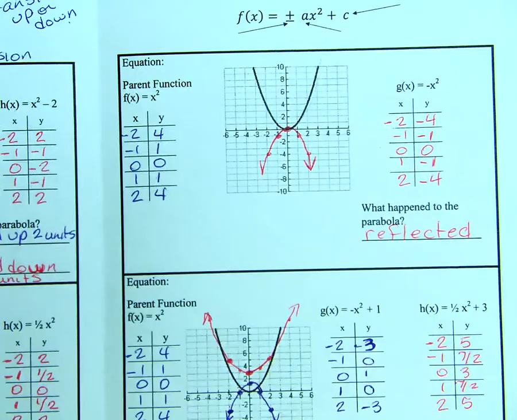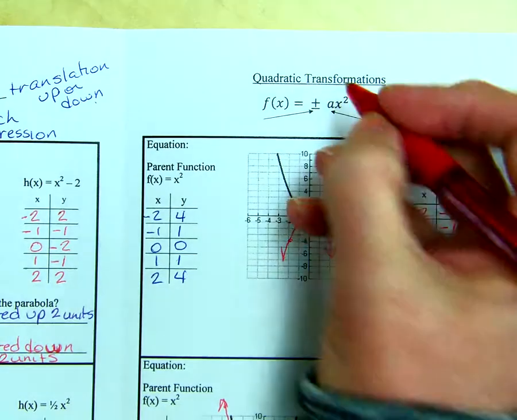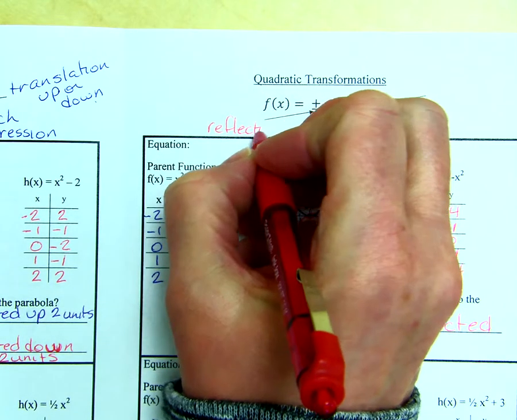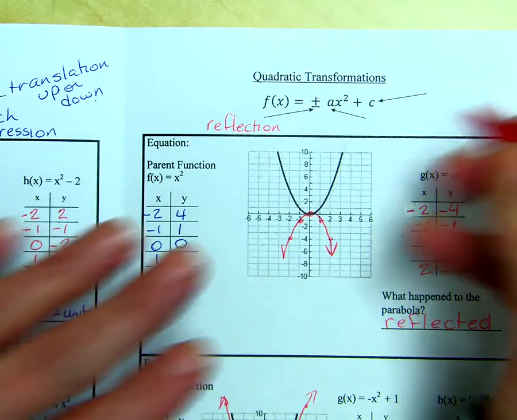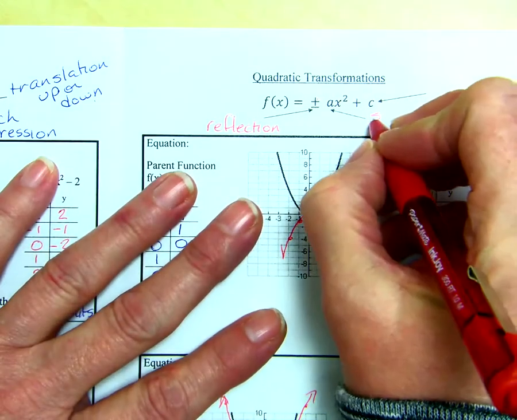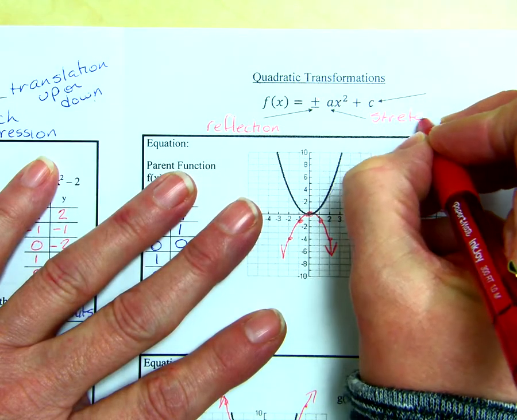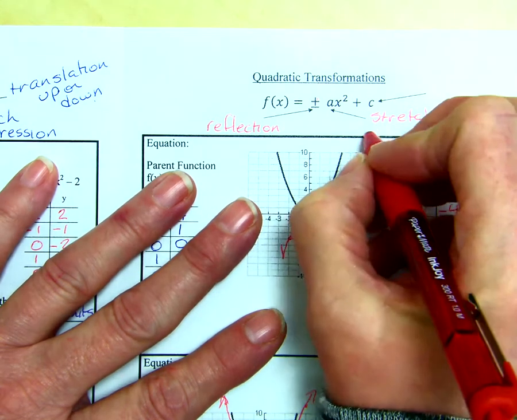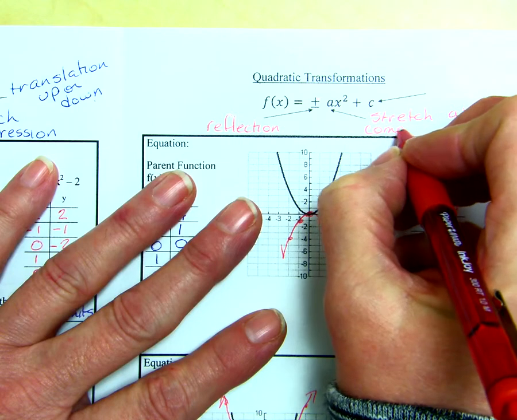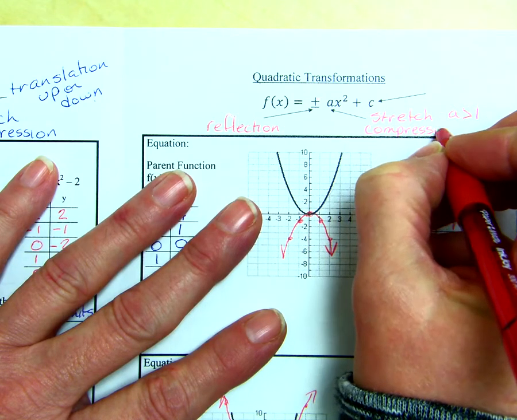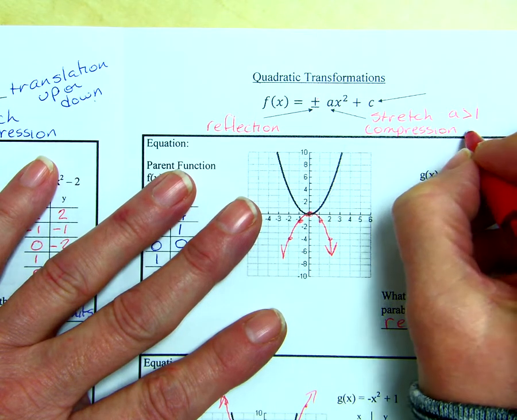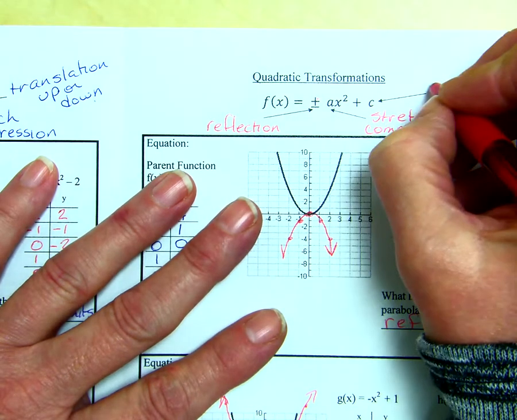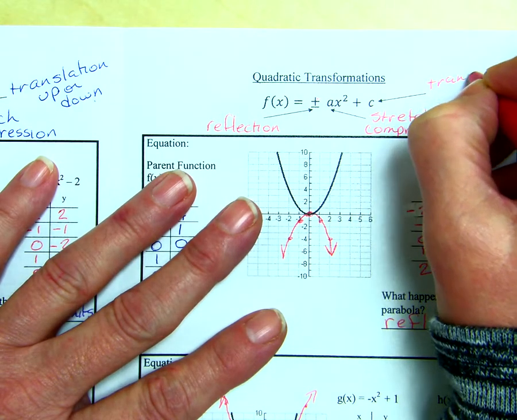So to recap, when b equals 0, we were looking at the transformations of C, A, and if A was a sign change or not, remember that this was a reflection. If it changed from positive to negative, A, a stretch, and that meant that A was greater than 1, and it was a compression when it was smaller than 1, and then C was our translation.